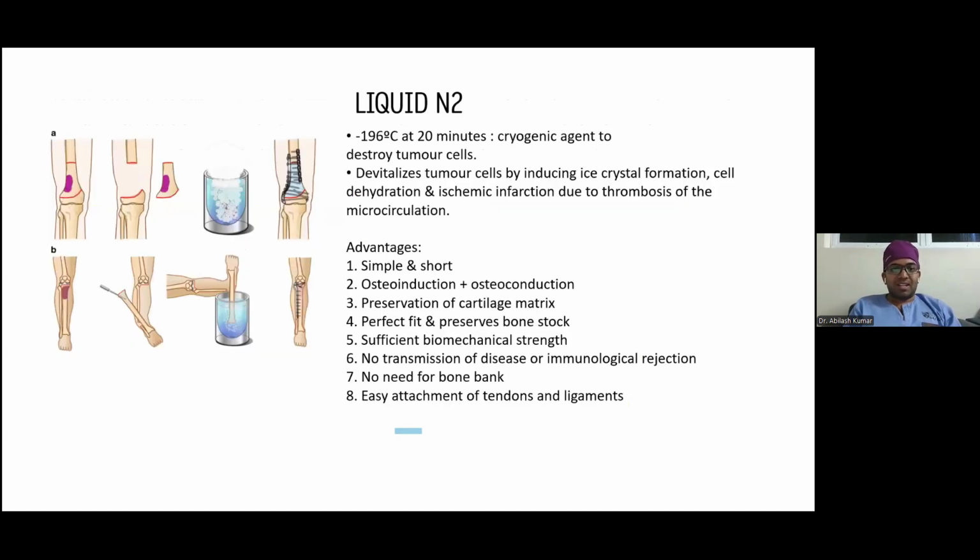I think this is my last slide. This is a liquid nitrogen way of recycling the autograft. Now, this method is now widely done in Taiwan, if I'm not wrong. So what we do is, you can see in figure A, you excise an intercalary metadiaphyseal resection of the distal part of the femur. You soak it at about minus 200 degrees for about 15 to 20 minutes.